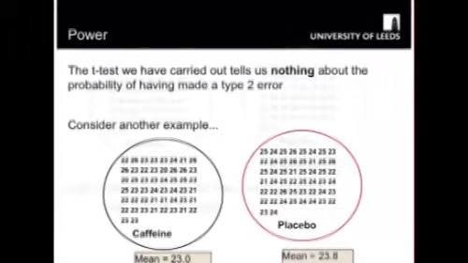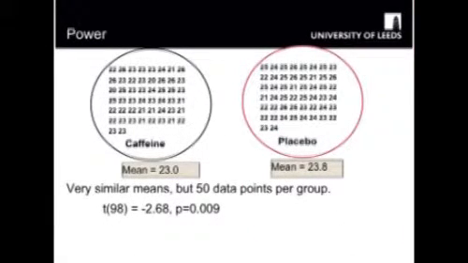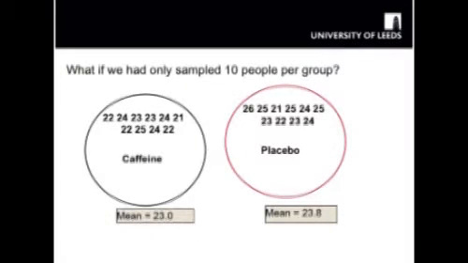Much smaller numbers. If we then carry out our t-test, we can see that there is still a statistically significant effect. There is still a difference between our groups. The difference is 0.8, it's a very small difference, but with group sizes of 50 per group, that's still statistically significant. The p-value is 0.009, so that's less than a 1 in 100 chance of getting the result that we found by chance.